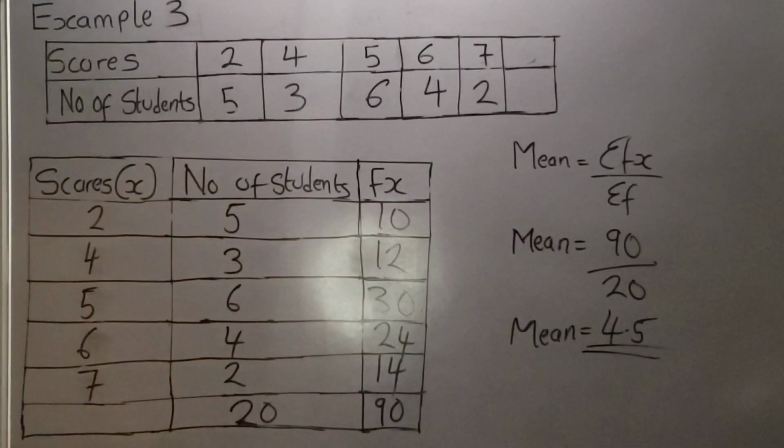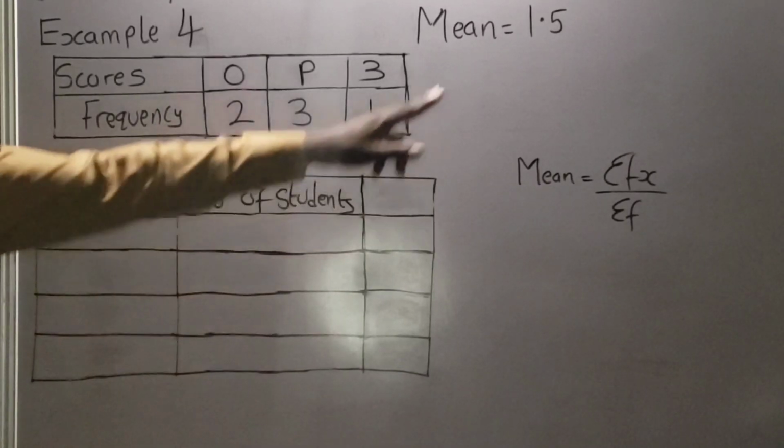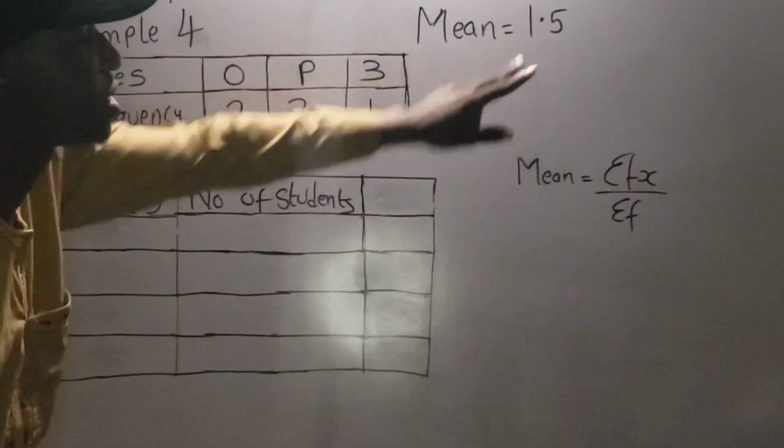The mean of the frequency distribution is what? 4.5. So let us proceed to example 4. The mean of the below frequency distribution is 1.5. Find the value of p. Don't forget that the mean has been given as 1.5.